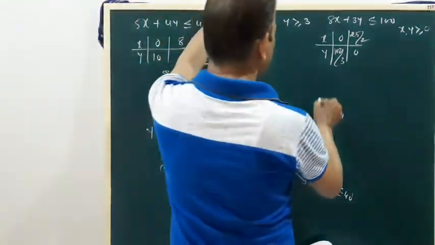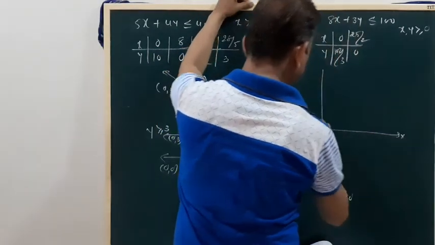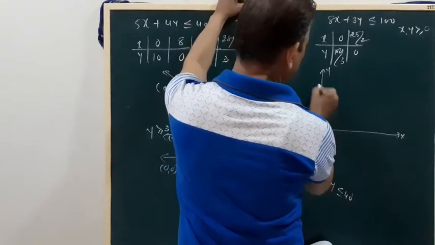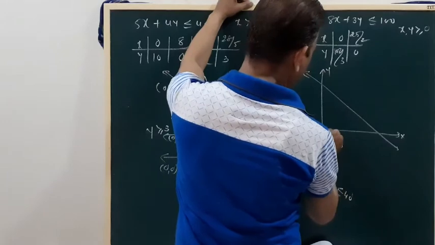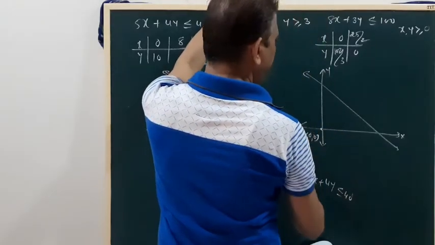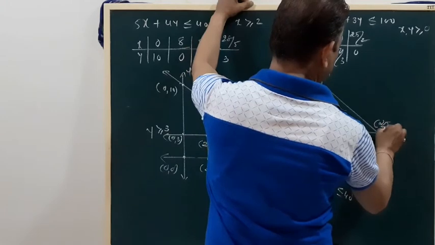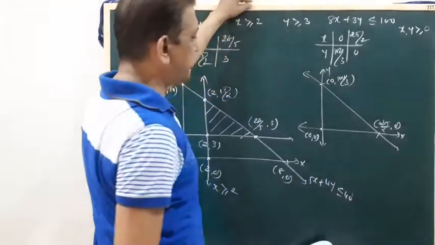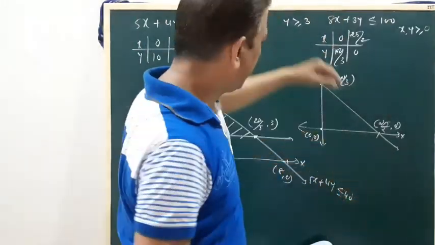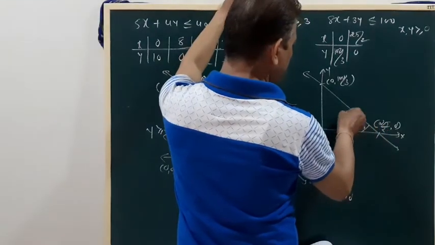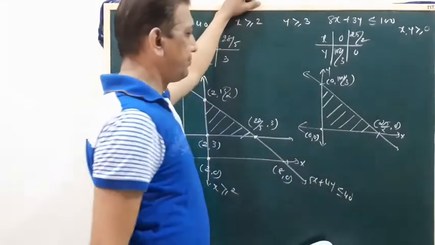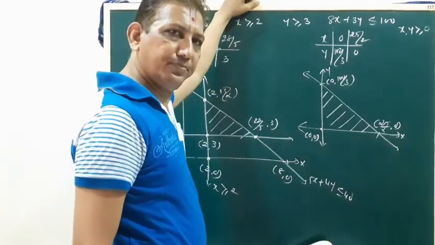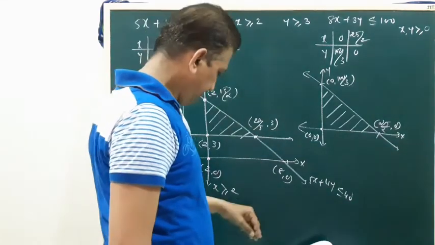Okay. Now draw in the first quadrant. Directly draw the graph, because we take only the first quadrant. Points (25/2, 0) and (0, 100/3). Now check: put here (0, 0), satisfied. Okay. Only and only a right angle triangle for this question. Is it clear? Check your graph in your textbook. Did you understand? Okay.